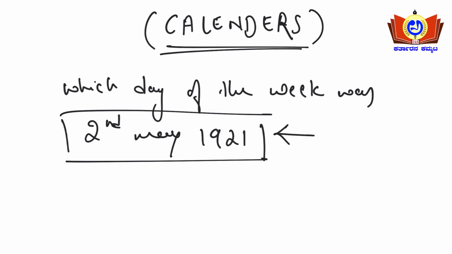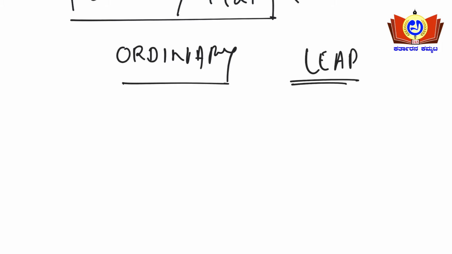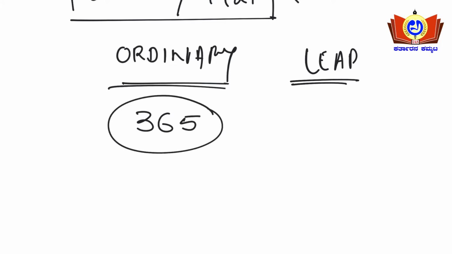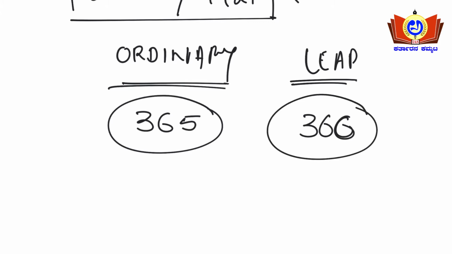First you need to understand there are two types of years: an ordinary year and a leap year. So what is an ordinary year and what is a leap year? Actually, in a year how many days are there? Usually 365 days. If it's a leap year, then one day will be added. February will have 29 days, so 366 days will be there in a leap year. So this is known as an ordinary year and a leap year.